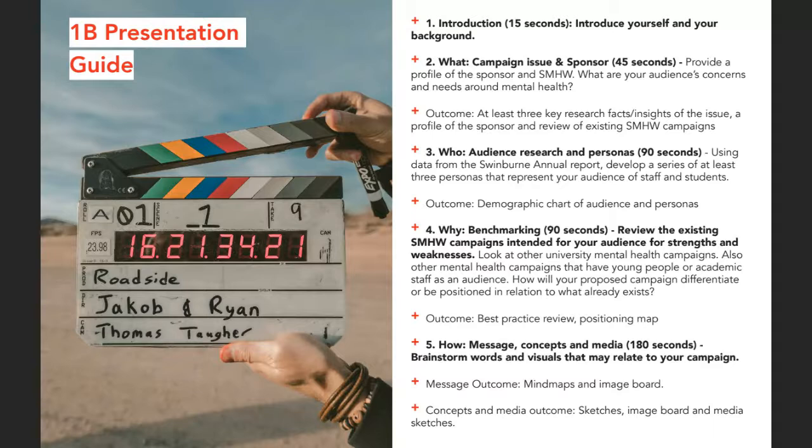And then the why, so the benchmarking of existing campaigns. Also look at other university mental health campaigns, and any that might even have younger people or academic staff as an audience. You can use academic staff as an audience as well. Then think about how you're going to differentiate or be positioned in relation to what already exists. We do that at about week 3. And then the how, so the message, concepts, and media. Brainstorm words and visuals that may relate to your campaign.